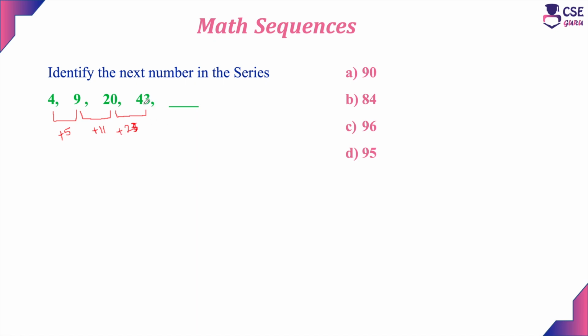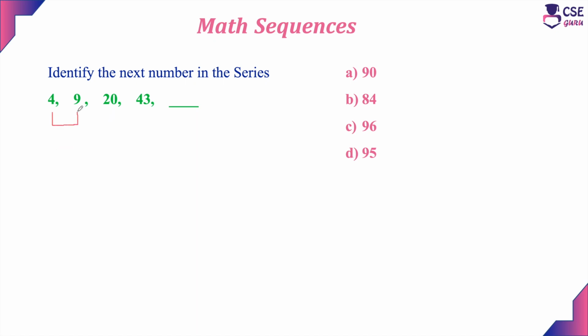So what is the difference between the fourth and the fifth term, and what is the term we need to identify? Okay, so here there is no connectivity: plus 5, plus 11, plus 23. With this clue we cannot identify anything. Okay, so we will try the next logic.